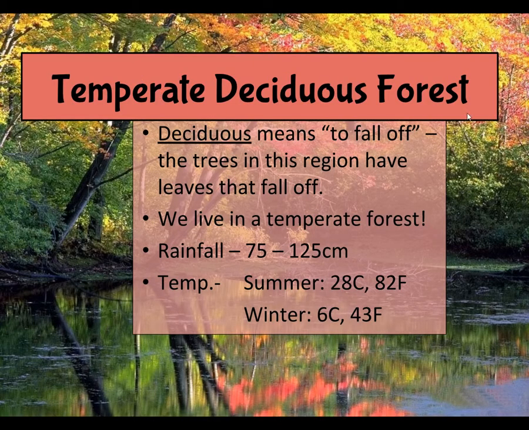All right, temperate deciduous forest. Forest tells you what? Trees. There's a bunch of trees. Deciduous tells you that they fall off, which means that there are what? There's a variety of temperatures, but it's not super extreme. There's a slow change throughout the year, 4 different seasons.